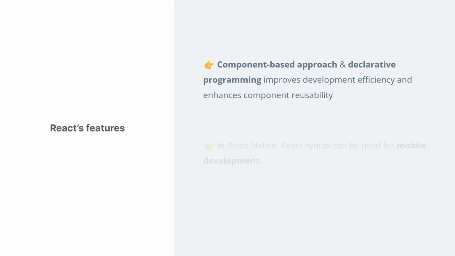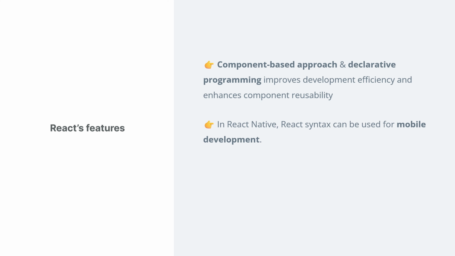The second feature is that in React Native, you can use React syntax to develop for mobile devices. As we mentioned earlier, usually, to develop an Android app, you would use Java or Kotlin, and for iOS, you would use Swift. But nowadays, if you only know JavaScript, you can do mobile development too. Once you learn React, you can use React Native to build mobile apps.